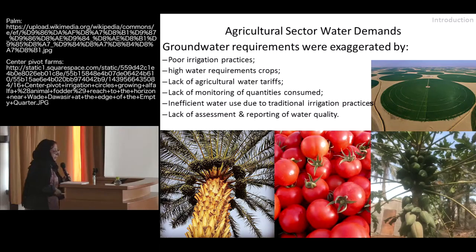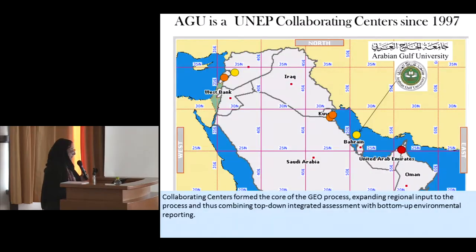Unfortunately, the groundwater requirement for the agricultural sector was exaggerated by poor irrigation practice, high water requirement of crops, lack of an agricultural water tariff, lack of monitoring of quantities consumed, and inefficient water use due to traditional irrigation practices, and there is a lack of assessment and reporting for water quality.